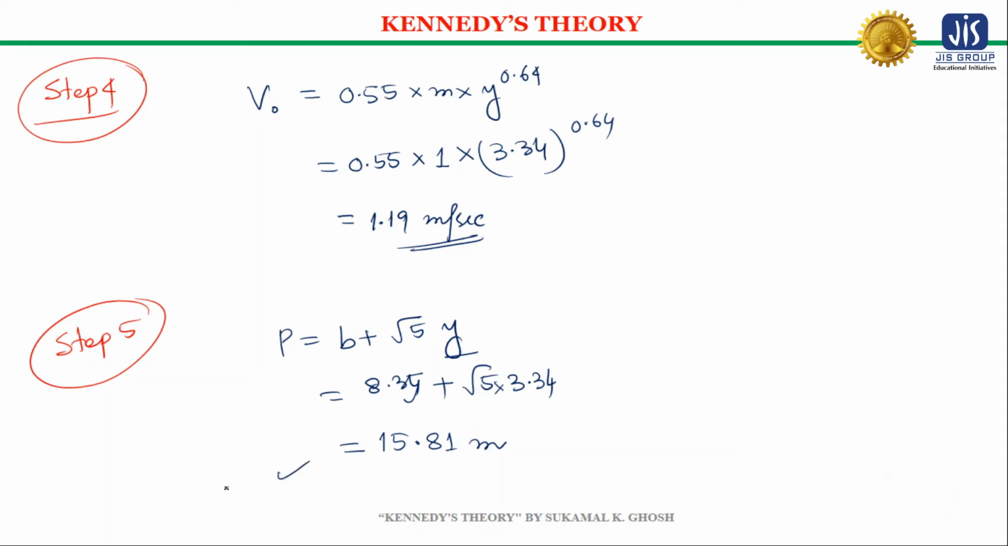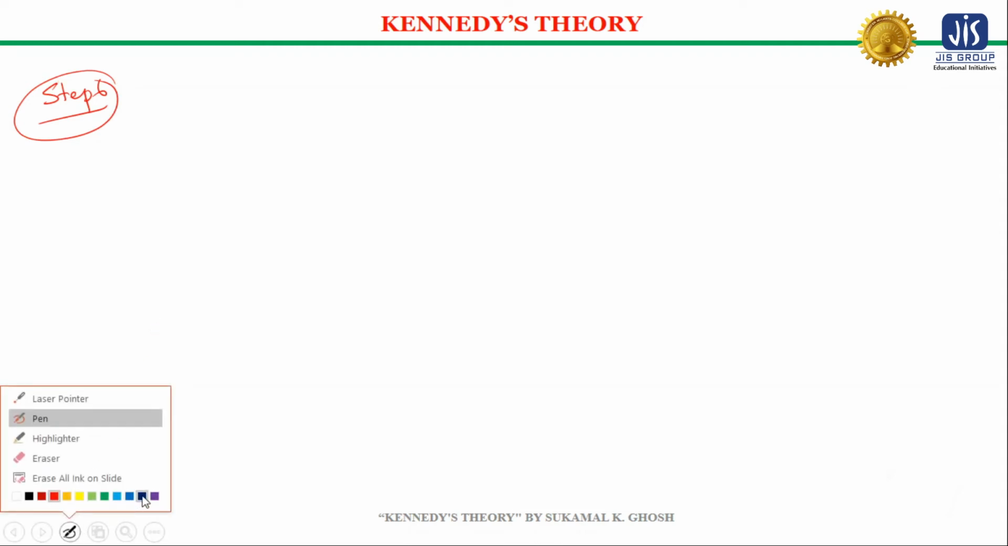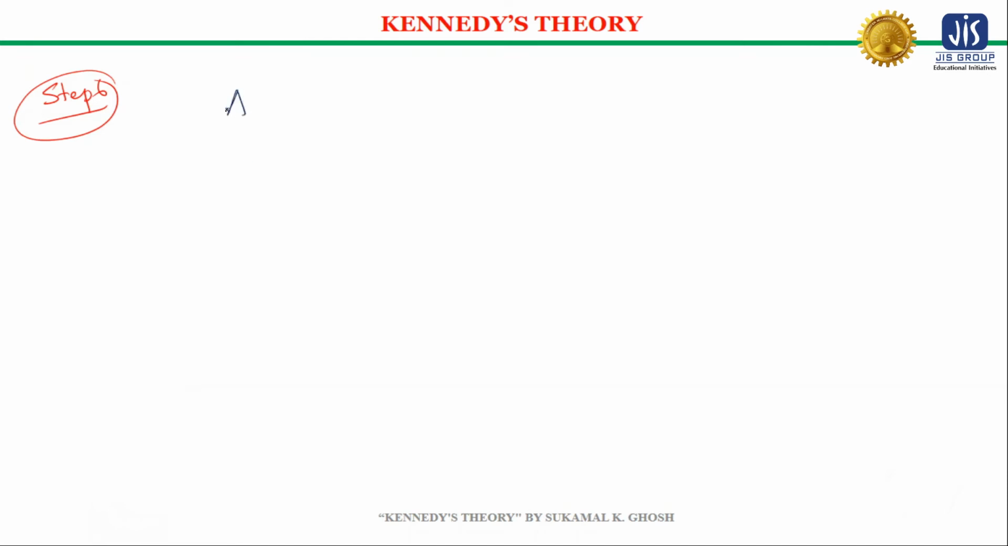Now what was our step 6? In step 6 we have to assume a value of slope. So let us consider a slope. Let us assume the slope is 1 in 4000.